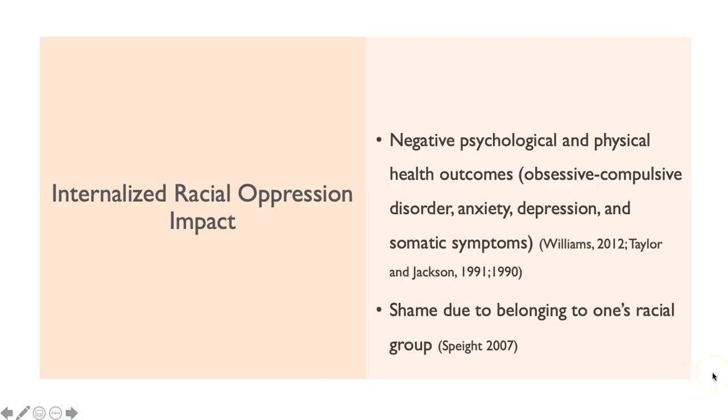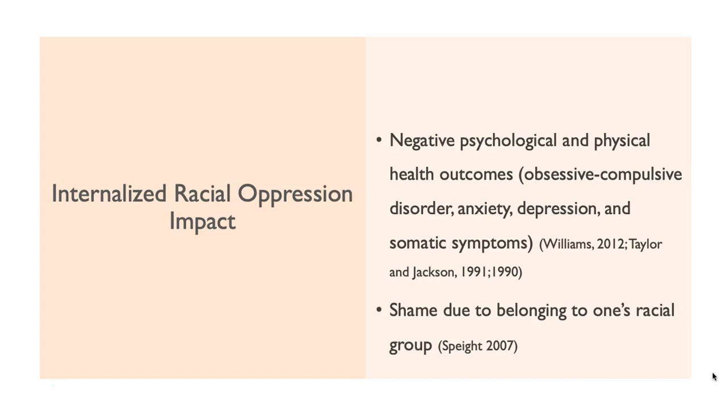So next, there are also negative psychological and physical health outcomes, such as OCD, anxiety, depression, as well as physical symptoms, when people internalize racial oppression. And then there's also shame due to belonging to one's own racial group. And of course, that makes sense based on what we've talked about before in terms of how media and society portray Black people. Why would you want to be a part of your racial group if you're being portrayed in a negative light?